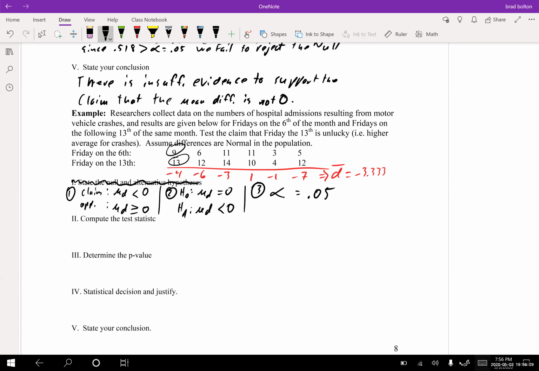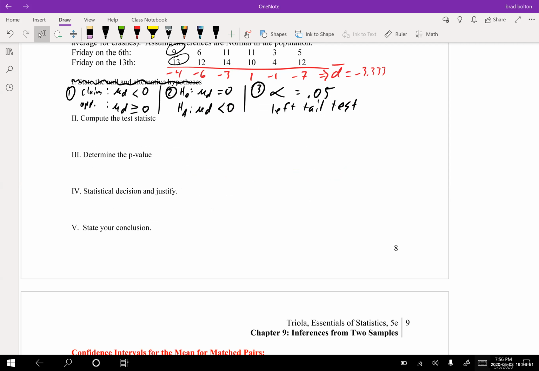Remember I told you guys that when you're doing confidence intervals, 95% is the go-to. When you're doing hypothesis tests and they don't say, 5% is the standard significance level. And this is a left tail test. Now, if you were doing it the other way, you would be doing a right tail test. If you had done bottom minus top, okay, you would be doing a right tail test because you would have got all positive numbers.